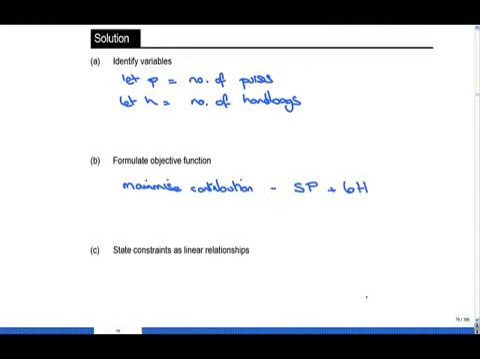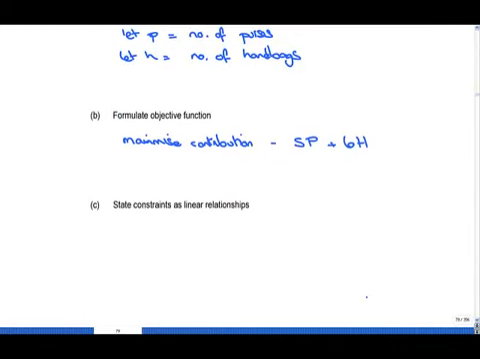We then got to deal with our constraints. So these are all of the items that are restricting us in some way. So let's have a look first of all at leather. The question tells us that we need 1.5 meters to make a purse. So we've got 1.5 times however many purses we make. And we need 2 meters to make a handbag. So 2 meters times however many handbags we make. And that has to be less than or equal to the 600 meters that we have available.